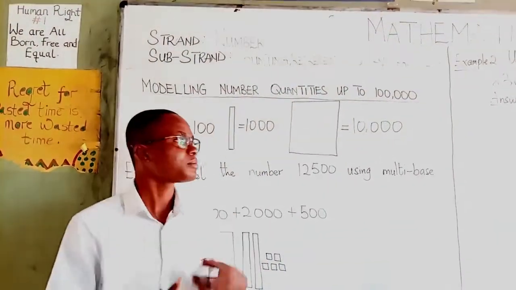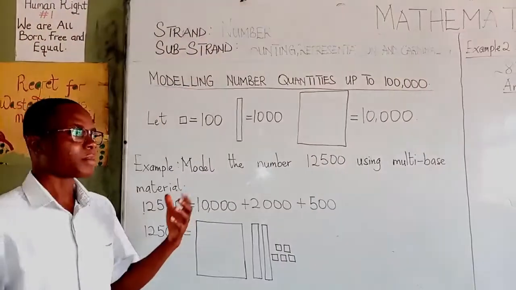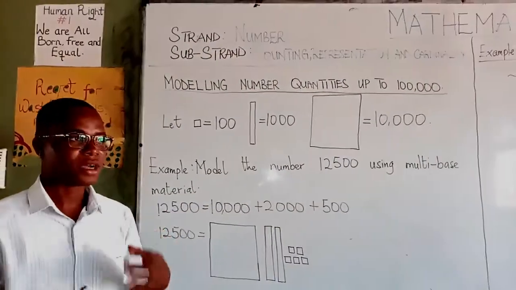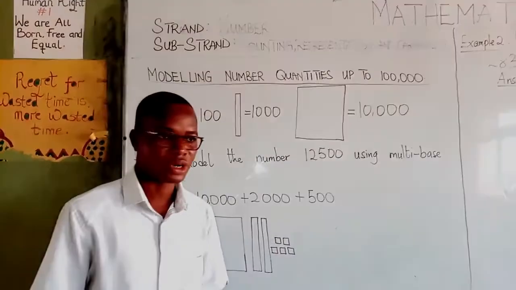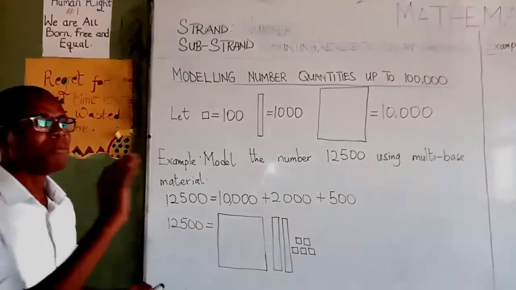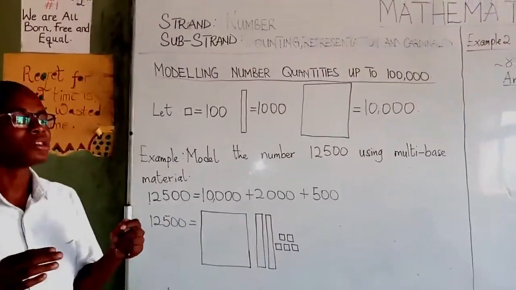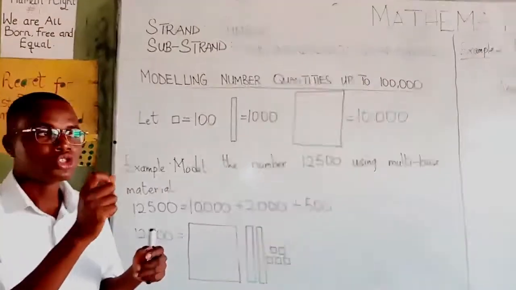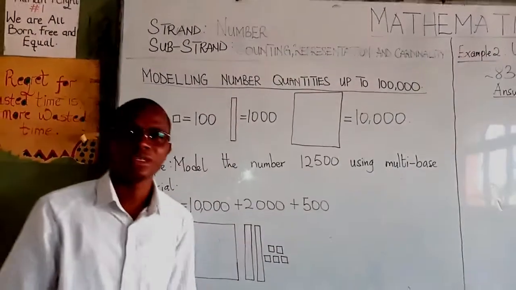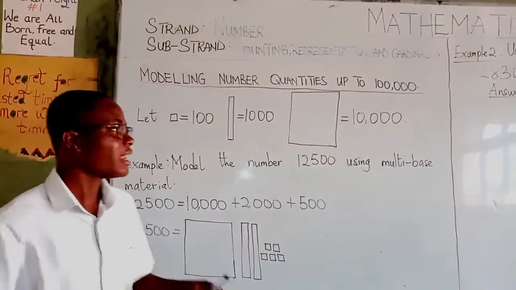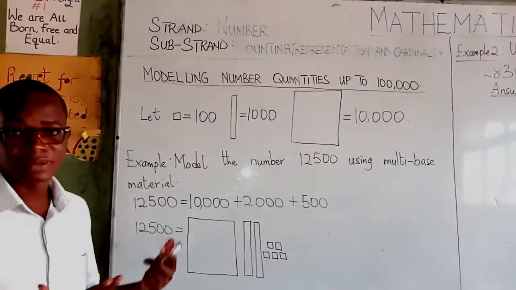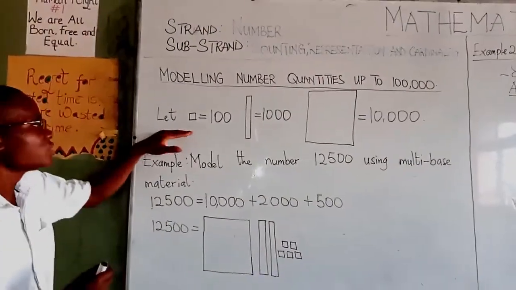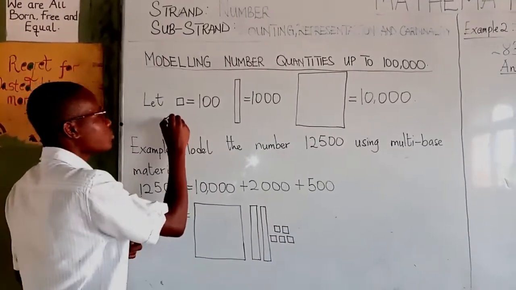Over here, to make it very simple for us, we are going to use multi-base materials. So, you say multi-base materials. What we mean by that is we are going to use a material to represent a number of things or to represent many things. That's what we mean by multi-base material. So, we are going to use this small cube.